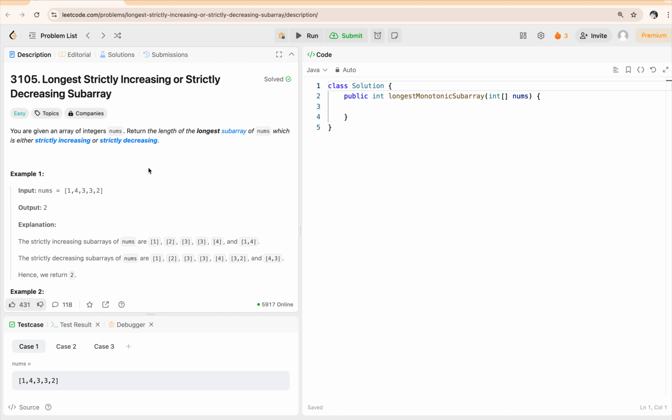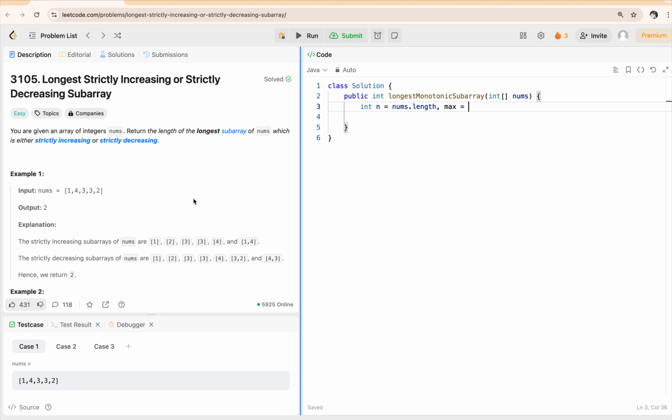To solve this problem, we can solve it in a single pass. What we need to do is first get the length of the array, and then we'll define a max. The initial value of max in any problem we define as the minimum value. What is the minimum that is possible?